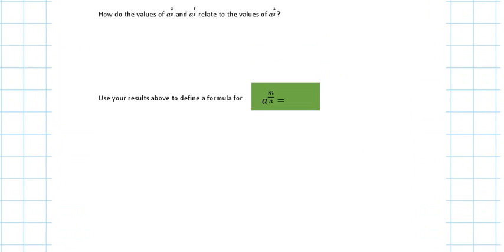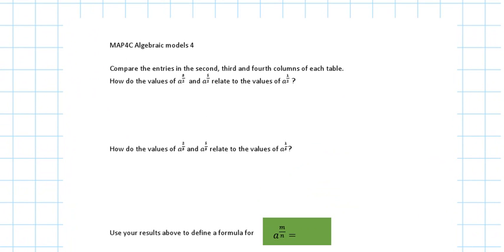So compare the entries in the second, third, and fourth column of each table. How do the values 8 to the power of 3 over 2 and 8 to the power of 5 over 2 relate to the values of 8 to the power of half? We said that 8 to the power of 3 over 2 is the same thing as 8 to the power of half and then to the power of 3, right? We said that they're the third power, so it's like raising them to the power of 3 for the square root of a. And then the value for a 5 over 2 is the same thing as raising a half to the power of 5.